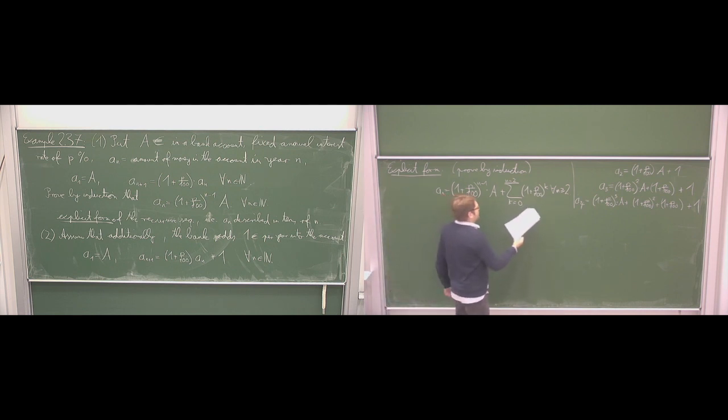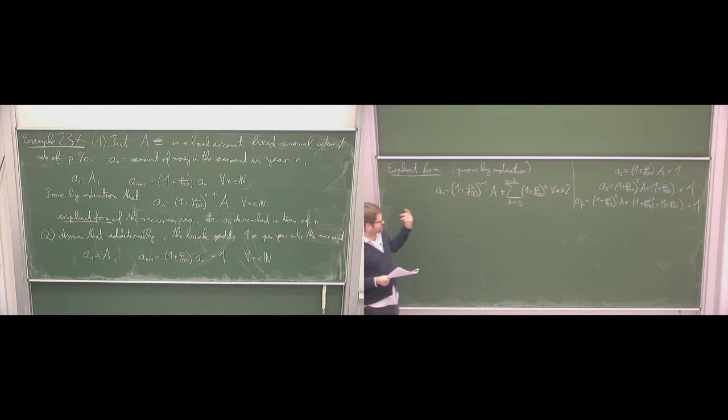This here could be simplified. This is a geometric sum, as we shall see later. But just to motivate here, this explicit form can become quite messy in some sense. So sometimes recursion has its advantages.